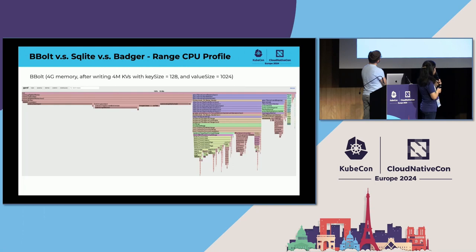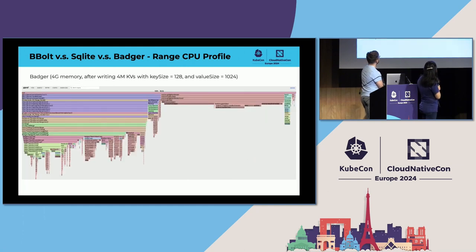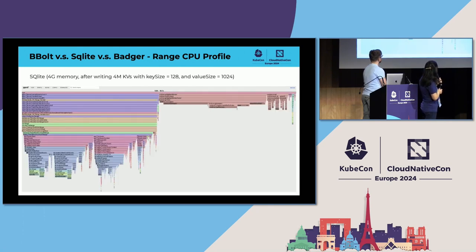And then this is the range CPU profile. For BBolt, about a third of the time is spent on searching for the keys and getting the values. And for Badger, a chunk of the time is spent to find the key, and then another big chunk of time is actually spent to retrieve the values from the value log, because the value is not stored in the LSM tree. It's actually stored in the log. So we think that's why it's slower for Badger for reads. And again, for SQLite, this is just a very slow database.